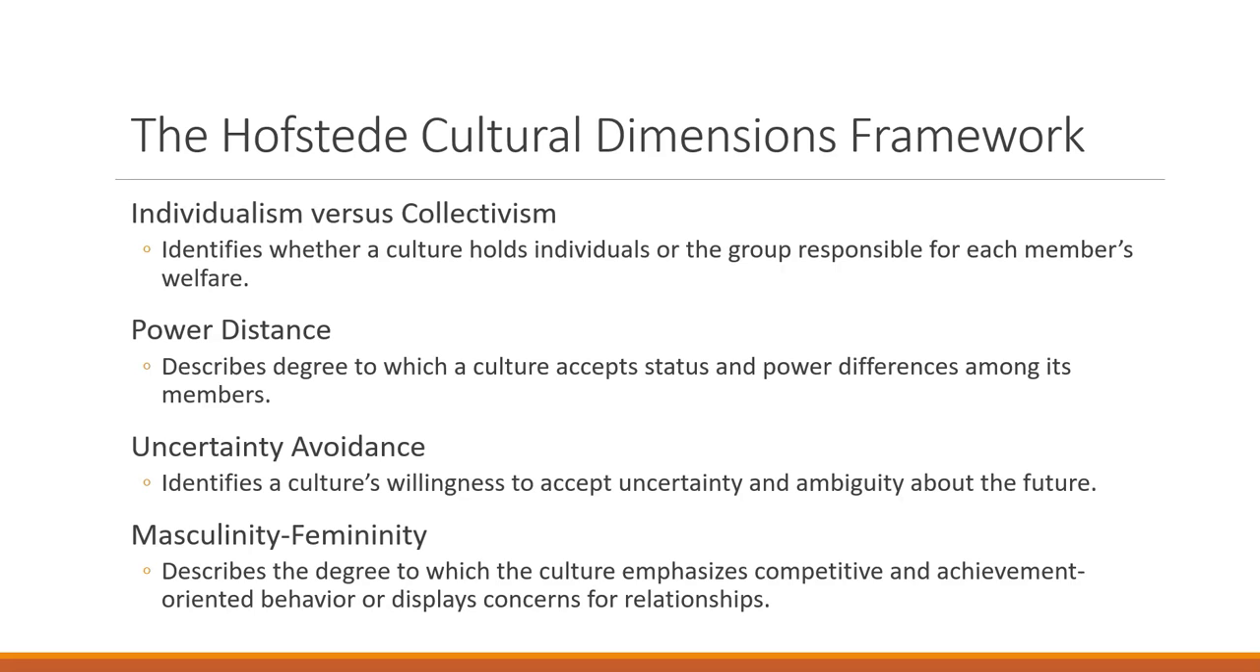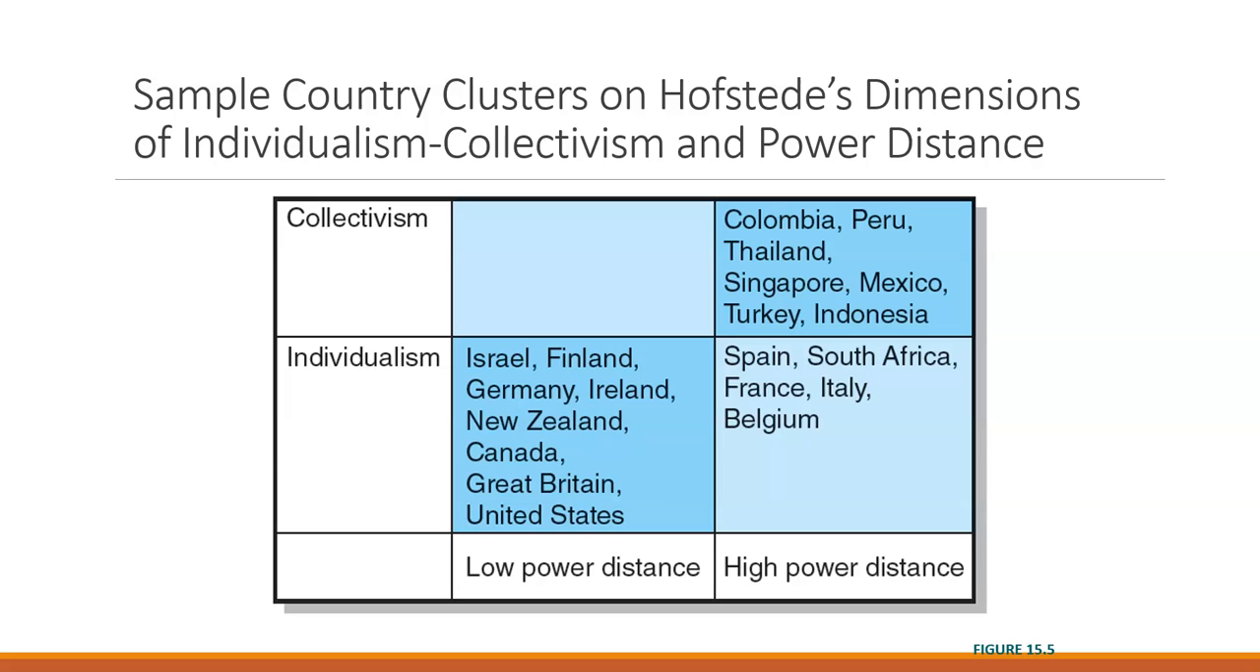The uncertainty avoidance, so our willingness to accept uncertainty and ambiguity about the future. And the masculine versus the feminine, so the degree to which the culture emphasizes competitive achievement oriented behavior, or we look at concerns for relationships. So this graphic shows examples of countries that are broken down by collectivism, individualism, and then have higher power distance and low power distance under Hofstede's dimensions.